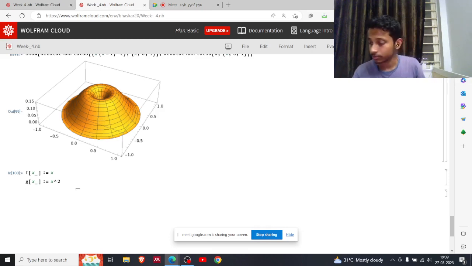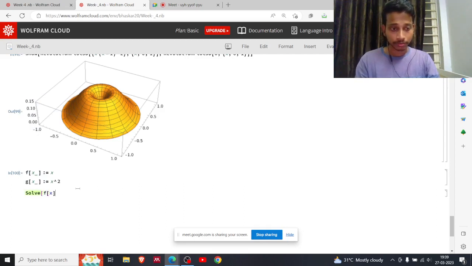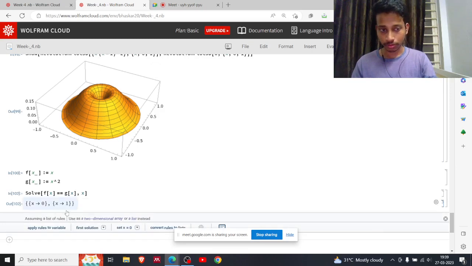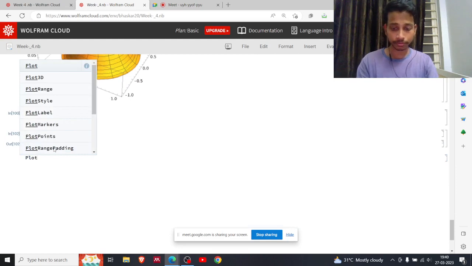So first we need to find the region between them, and then we have to find the volume by rotating that particular region. To find the region we need to find where these two curves actually intersect each other. So these two functions actually intersect each other at 0 and 1. Now plot.